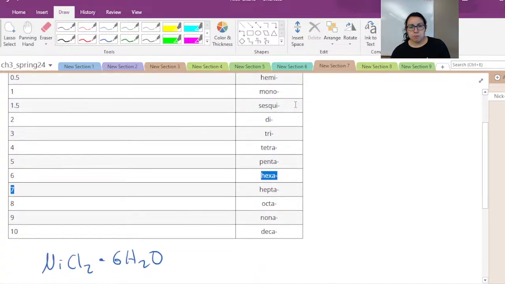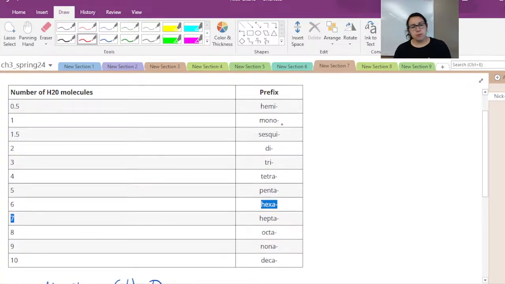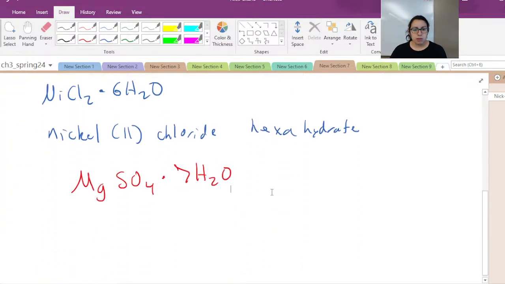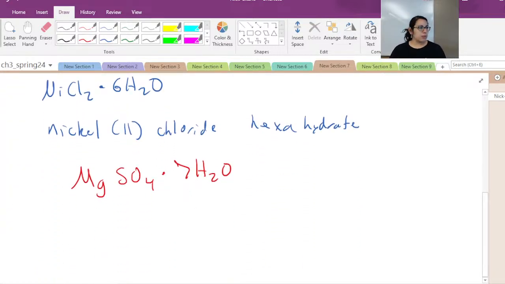The rest are probably prefixes you're familiar with. Mono for 1. I haven't seen this. Sesqui in practice is 1.5, so same sort of thing. I can't think of a sesqui example readily. Then 2 is di, 3 is tri, 4 tetra, 5 penta, 6 hexa, 7 hepta, 8 octa, 9 nona, 10 deca, etc. Just the prefixes you're probably familiar with. So try to name this one.